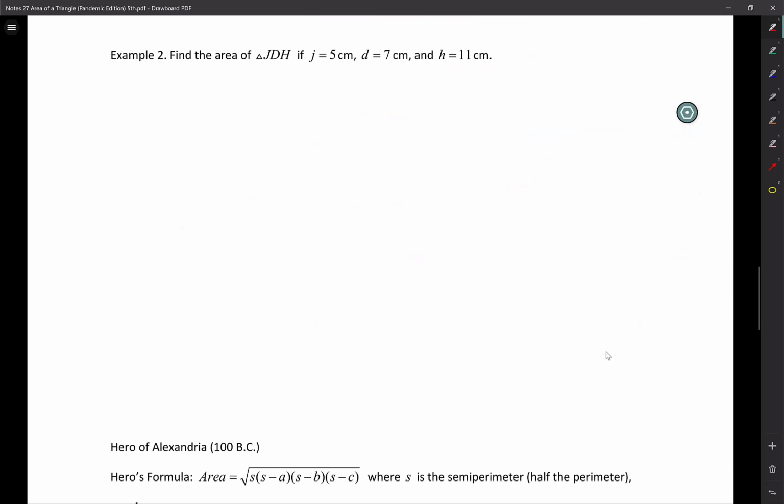Example 2. And I probably should have put more white space on this one. It says find the area, and don't worry. Oh, by the way, you're going to get really hyped when you get to the bottom one here, so give this one your A game. Find the area of triangle JDH if little j is 5, little d is 7, and little h is 11. NTS for not to scale.